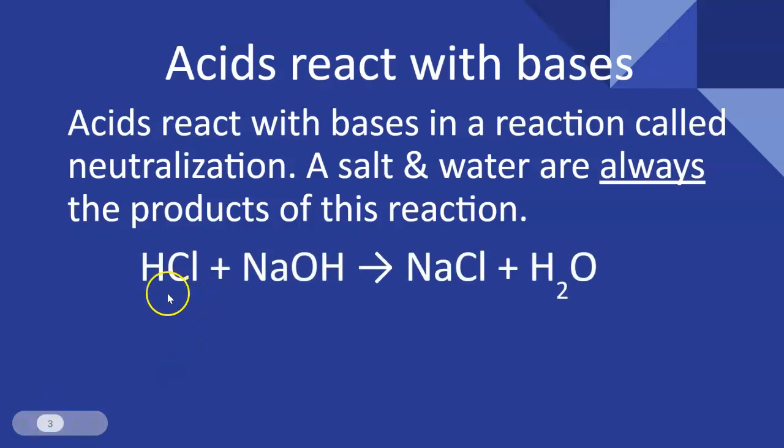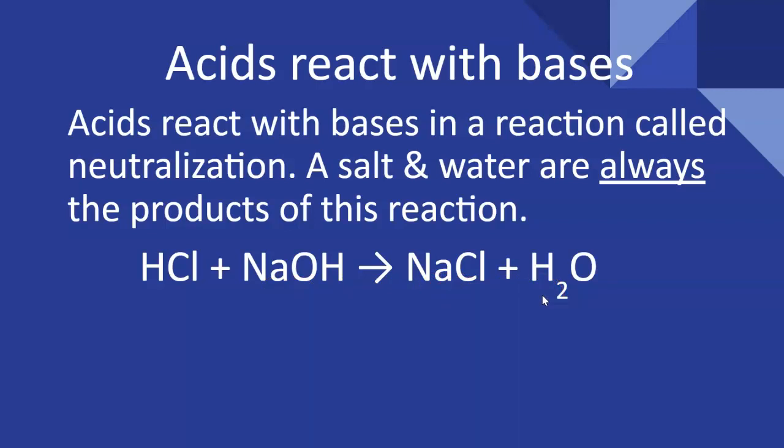So here we have HCl, which is hydrochloric acid, plus sodium hydroxide will yield sodium chloride plus water. Okay, this is a neutralization reaction. Okay, we have our acid, we have our base, then we have our salt, which is sodium chloride, and we have our water, which is H2O.